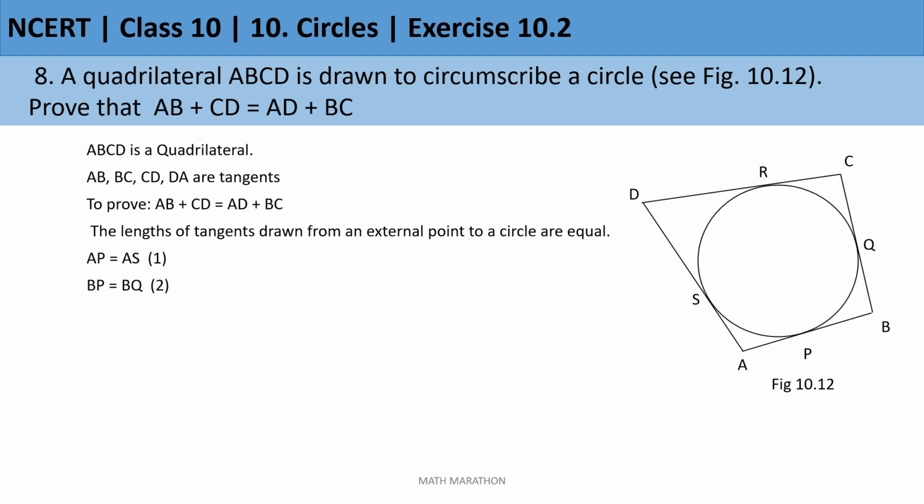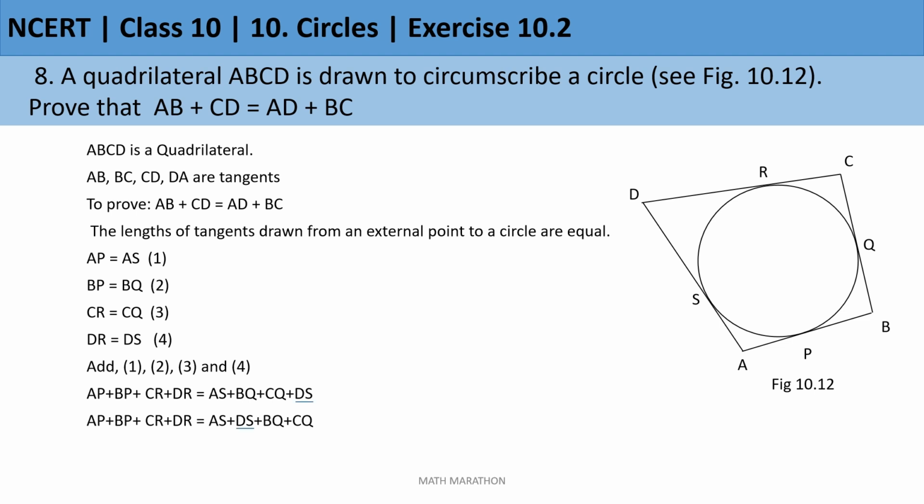B is an external point. BP is equal to BQ. C is an external point. CR is equal to CQ. D is an external point. DR is equal to DS. Let us add all the four equations. AP plus BP plus CR plus DR is equal to AS plus BQ plus CQ plus DS. From the above equation, DS has been rearranged.